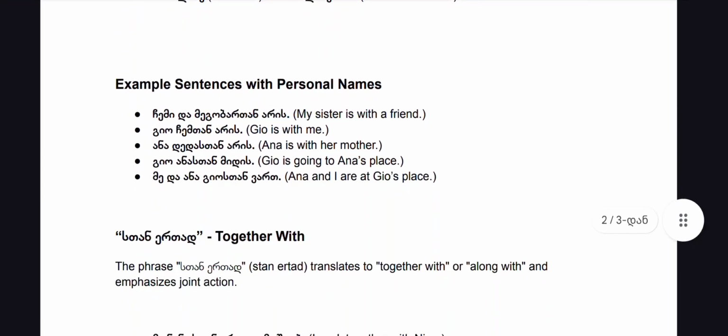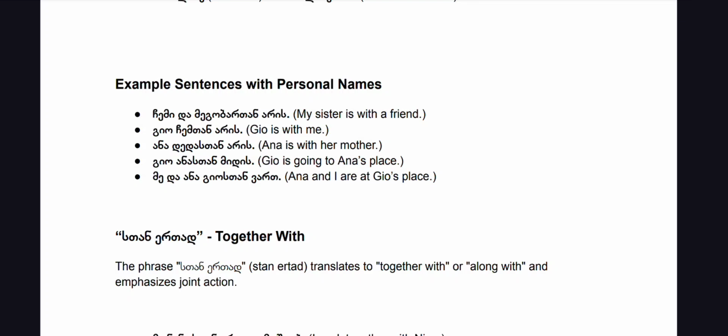Now let's check some examples here again. ჩემი და მეგობართან არის. My sister is with a friend. გიო ჩემთან არის. Gio is with me. Anna დედასთან არის. Anna is with her mother. Gio Anastan midis. Gio is going to Anna's place.